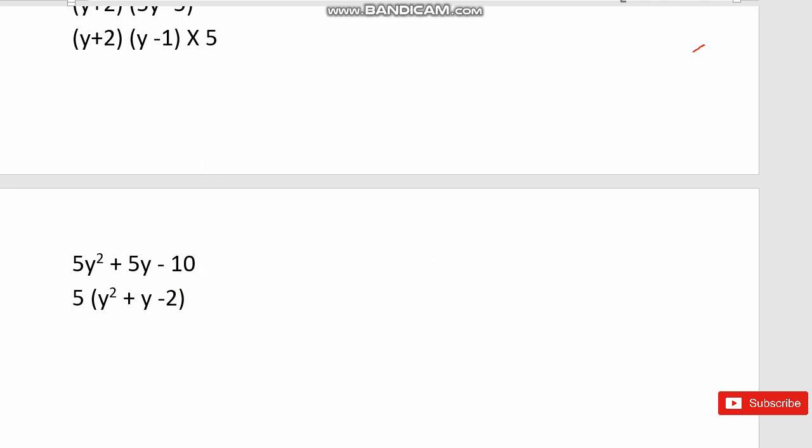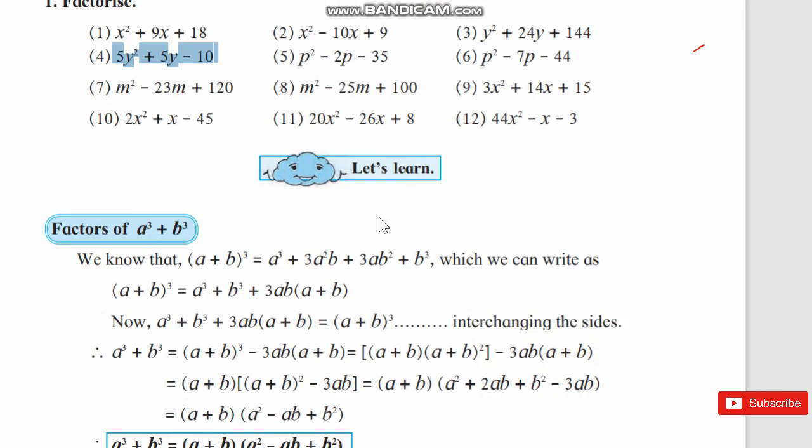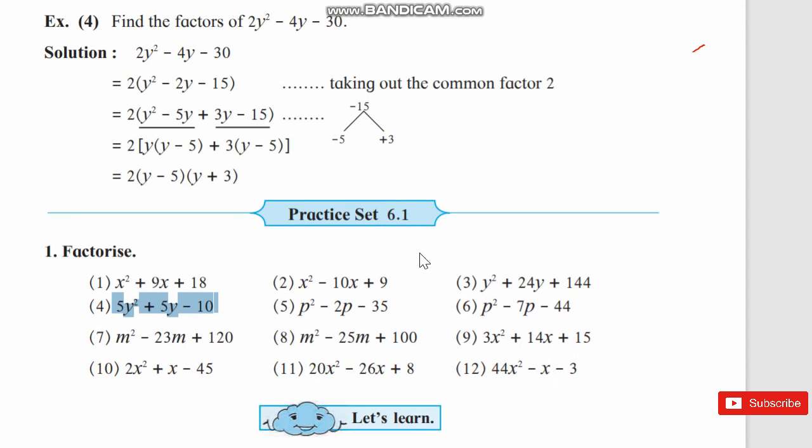So students, today we just saw practice set 6.1 and the introduction of 6.1. The remaining examples will be taken in the next session.